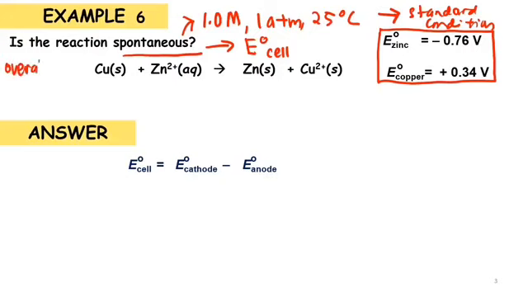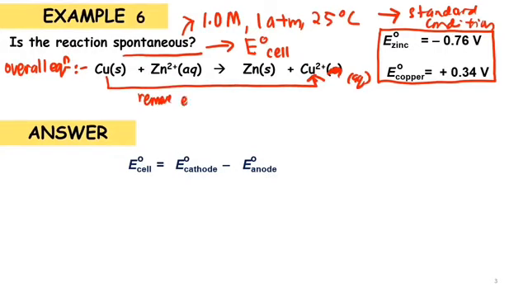Faham? Okay. So, tengok kita punya overall equation. Copper solid menghasilkan copper 2 plus aqueous. So, copper solid dari copper 2 plus, maksudnya dia adalah proses remove electron. Kalau remove electron, maksudnya dia adalah oxidation process occur at anode. So, maksudnya kita punya anode adalah copper solid. Manakala, zinc 2 plus aqueous menghasilkan zinc solid. So yang ni adalah proses gain electron, refer to the process reduction and occur at cathode. So, untuk kes ni, cathode kita adalah zinc.